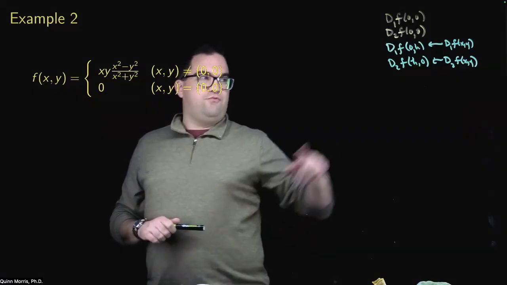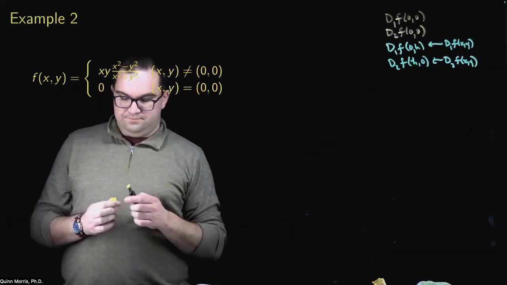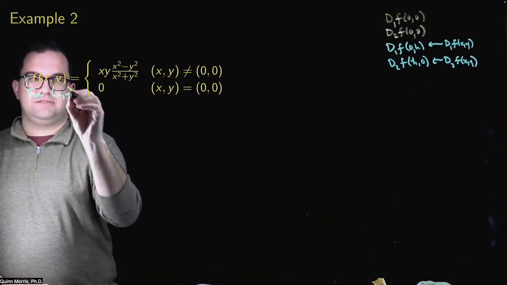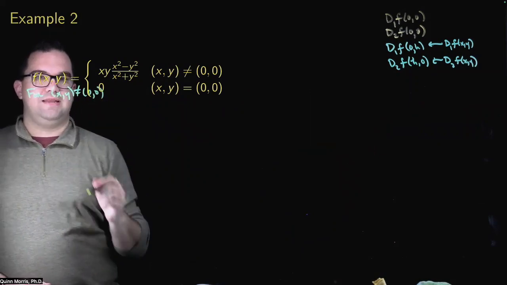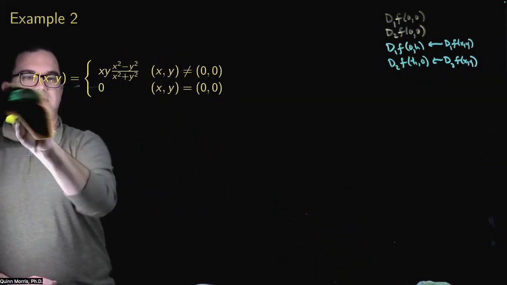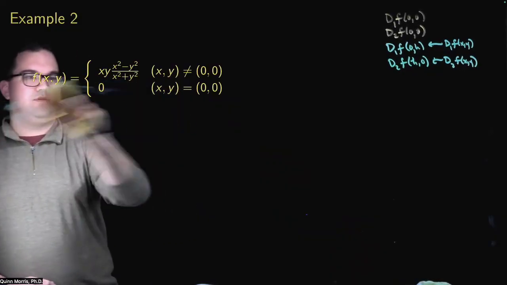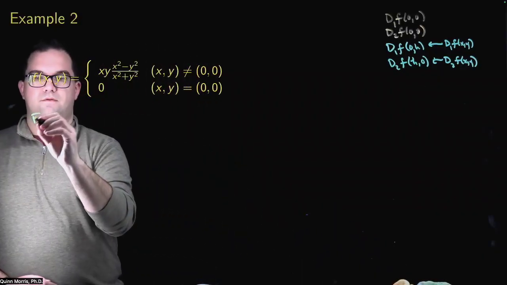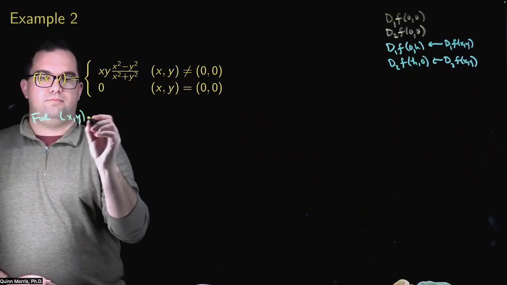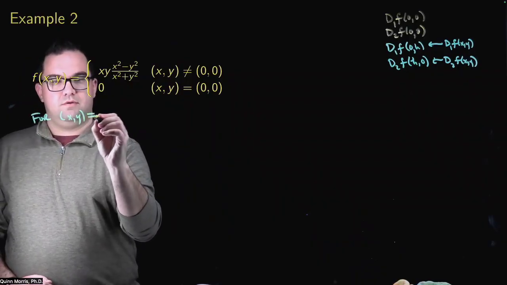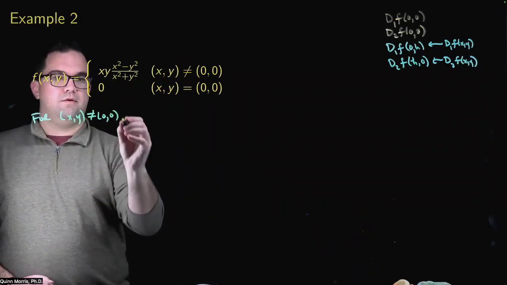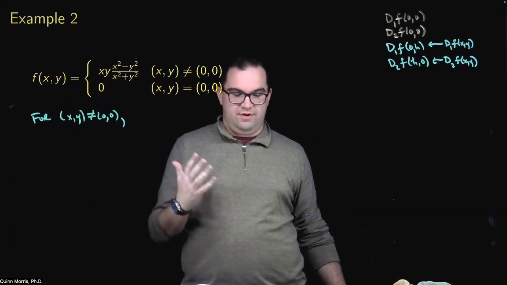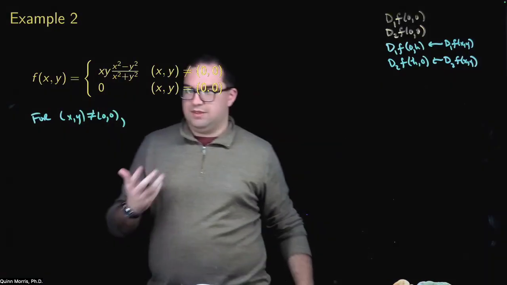So it actually turns out that for (x, y) not 0, 0, for x and y not both simultaneously 0, well, we can just differentiate this expression, right? We can just take partial derivatives. We don't need to do anything really fancy here.